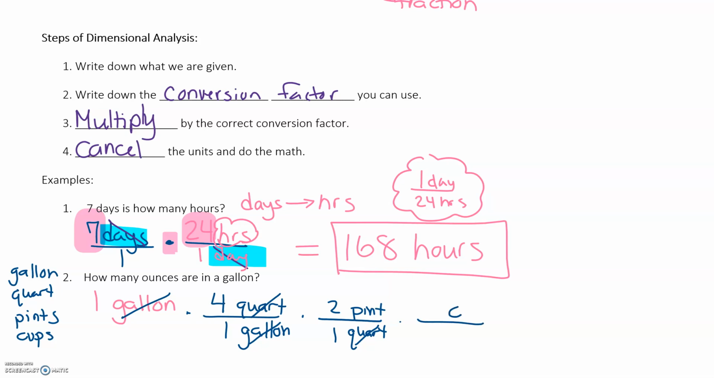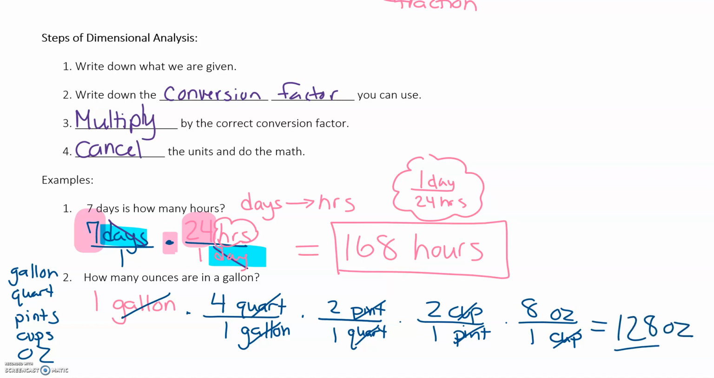So we need the cups on the top and the pints on the bottom. How many cups are in a pint? 2. So pints are gone. And now we can move down to ounces because we know that there are 8 ounces in every 1 cup. So that means all we have to do is multiply across the top and we get 128 ounces.